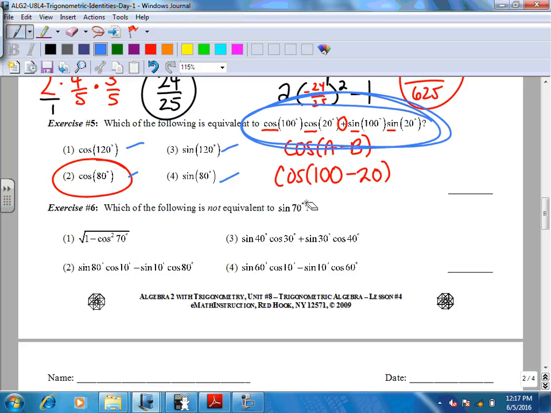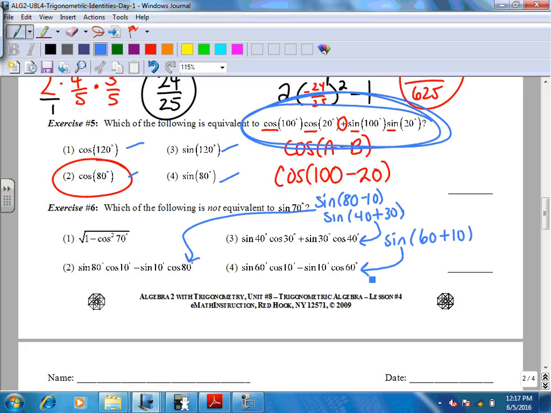Sine of 70 could be written as sine of 80 minus 10, right? 80 minus 10 is still 70. And if we use our formula for sine of a minus b, that would end up looking like choice 2. We also could write 70 degrees as 40 degrees plus 30 degrees. And if we do that, we'll end up having something that looks like choice 3.